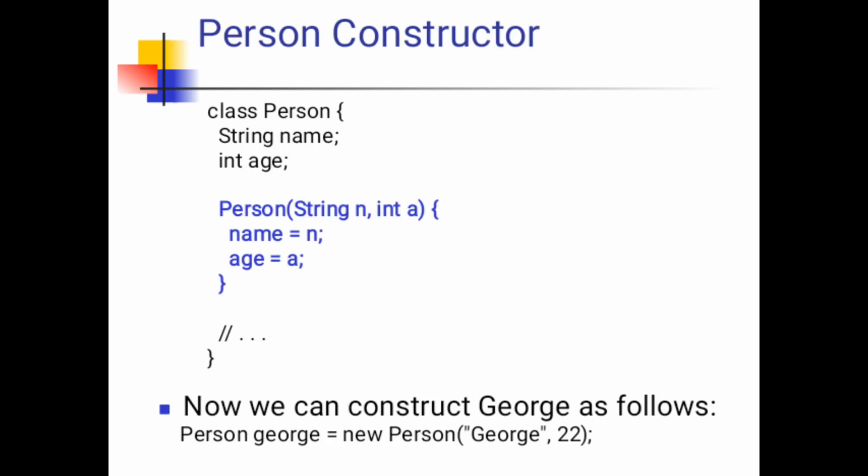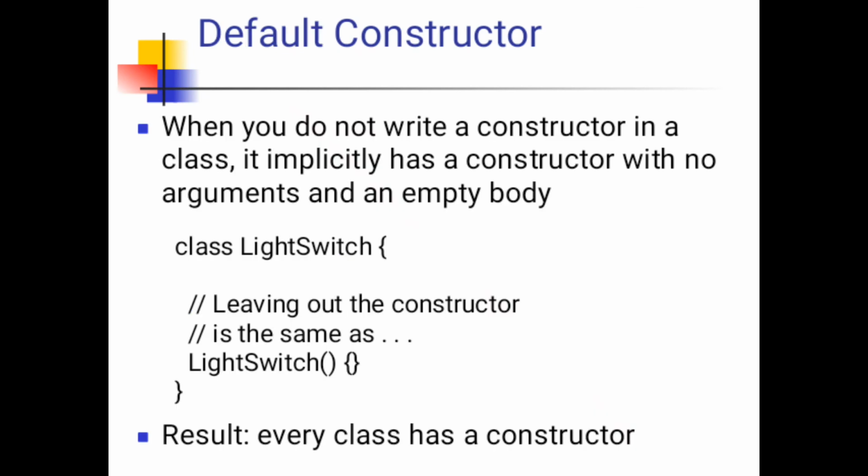Let's move on. We have class Person, which has an instance variable of the String type with an identifier name, and also another instance variable of the int type with an identifier age. Now we can construct George as follows: Person george equals new Person, and then we put George in quotes, then a comma, and then the age.